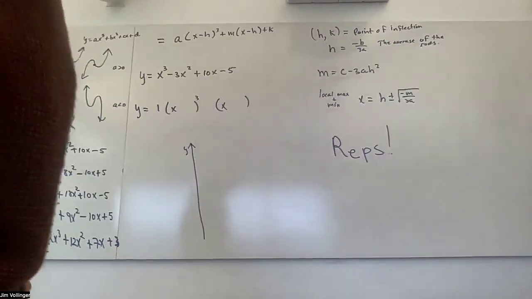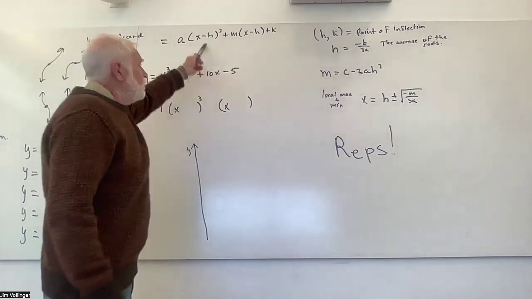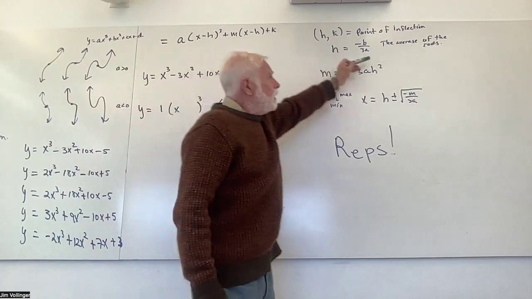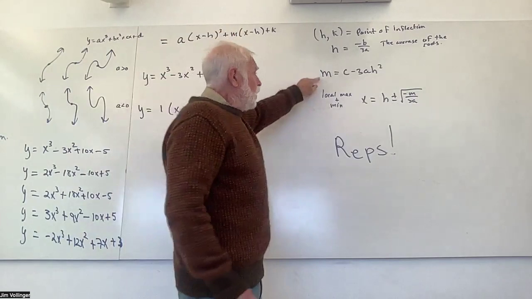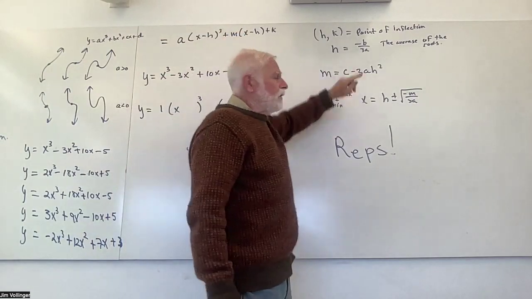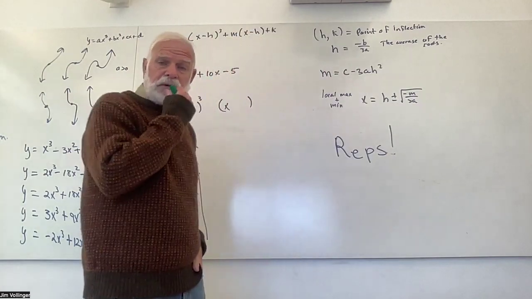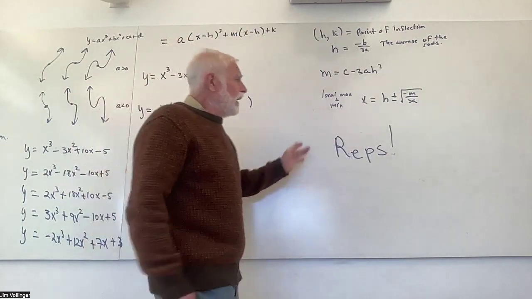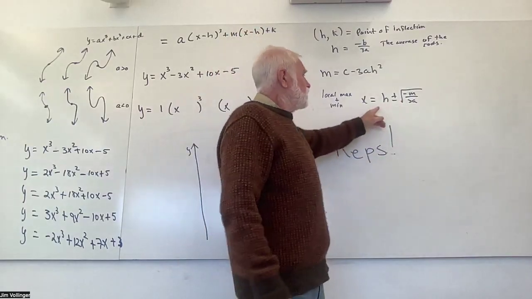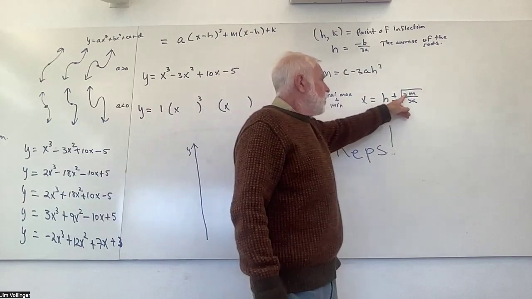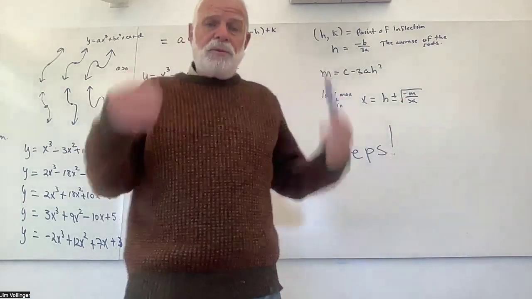The graphing form for a cubic is as follows. Right here, where h is minus b over 3a. All right, so that'll get you the x value of the point of inflection. The rate of change at that instant comes from the formula c minus 3ah squared. So it's not hard to get the rate of change at that location quickly and easily. And the local maxes and mins, if they exist, can be found by this formula: x equals h plus or minus the square root of minus m over 3a. And explanations for all of that are in the supporting videos.